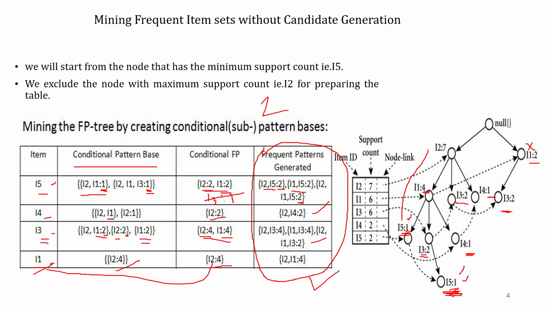This FP growth pattern is mainly introduced to improve the Apriori algorithm and to reduce the number of scans of the database. I hope everybody understood this. Thank you.